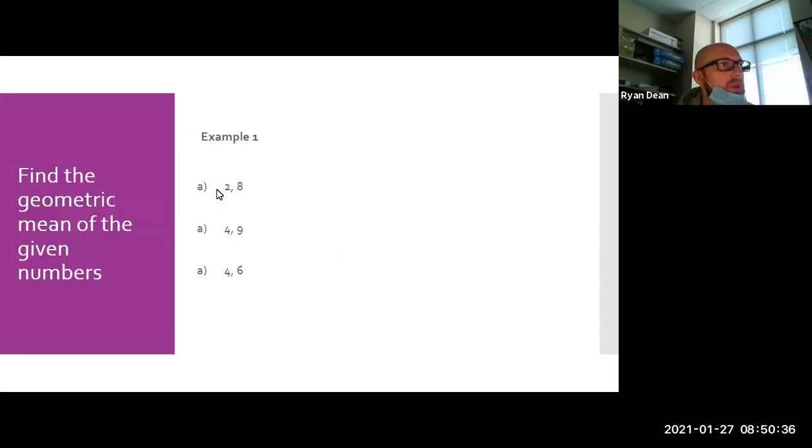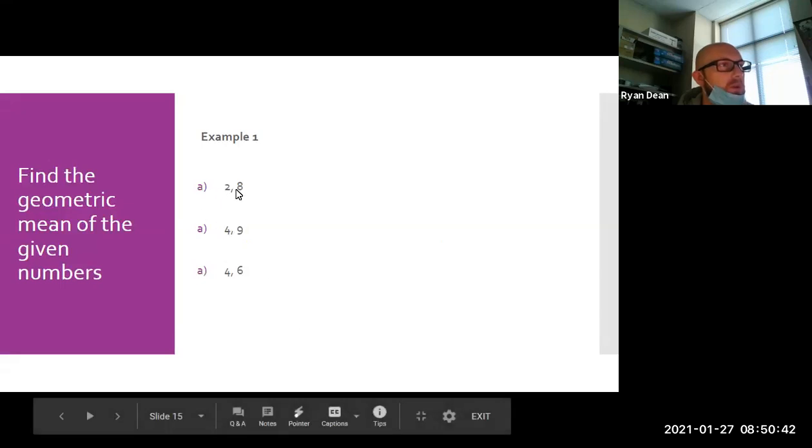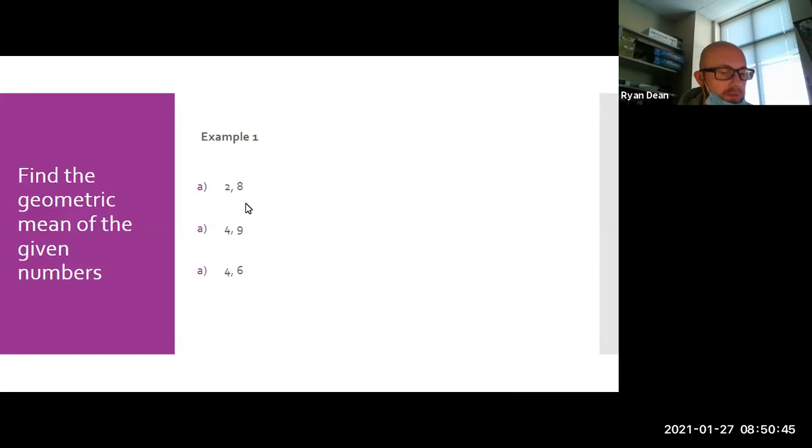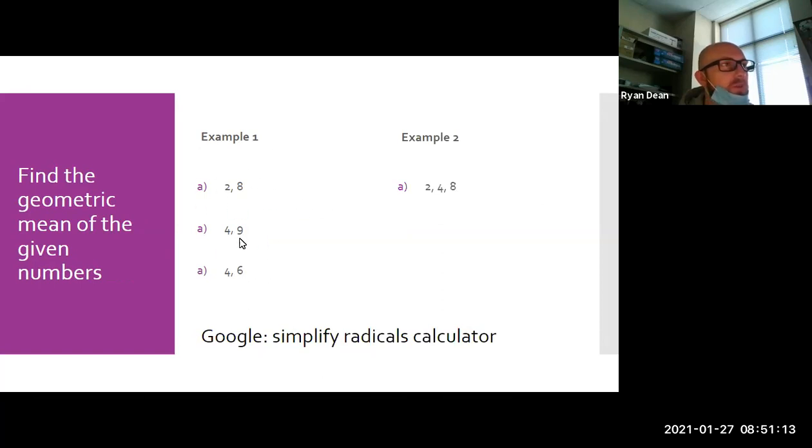What we need to do here is find the geometric mean for each one of these examples, or each one of these sets of numbers. It's always going to be a set of two numbers that we're working with here. This right here, the Google search for Simplify Radicals calculator, is the calculator that we've used in Desmos. We don't need to go and find another one. The one in Desmos is perfectly fine. But the first thing we need to do is find the geometric mean for these two numbers.